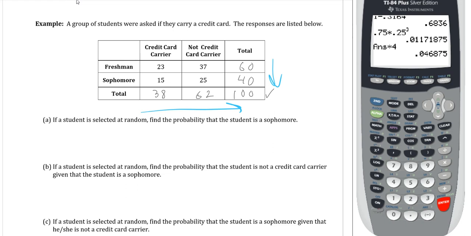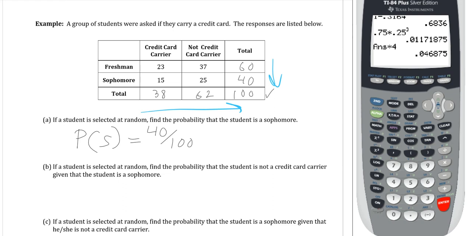A, if a student is selected at random, find the probability that a student is a sophomore. Okay, so we're simply saying what's the likelihood that if I choose somebody that they are a sophomore. So we'll say probability of a sophomore. In this case, that's 40 sophomores out of the total amount of students that could be selected, which is 100. Nice and easy.